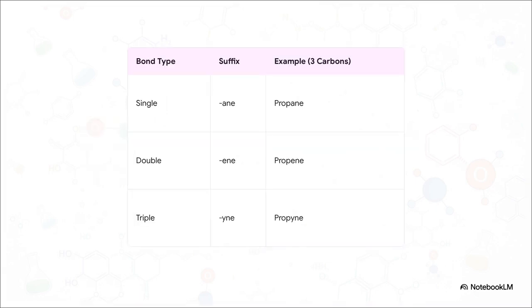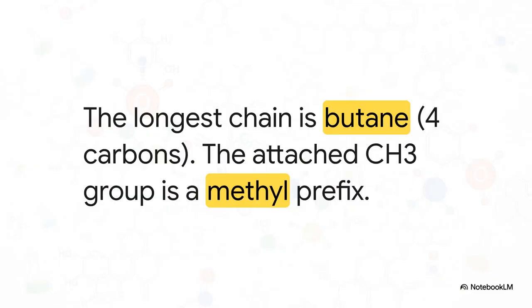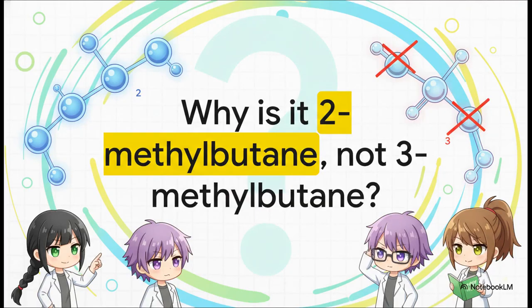Now, if you see a double bond, the ending becomes -ene, and for a triple bond, it's -yne. But what about molecules that aren't just a straight line? We call these attachments substituents. In this one, our main chain has 4 carbons. That's butane. That little branch is a methyl group. So why do we call it 2-methylbutane and not 3?